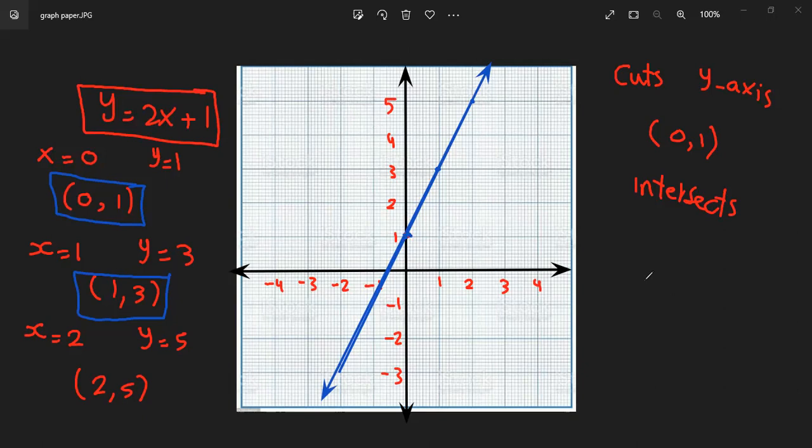The gradient, or the slope of the line, is rise over run. So take 2 obvious points, like this point here and this point. I want to move from this point to this point. So we will run 1 and we will rise 2.